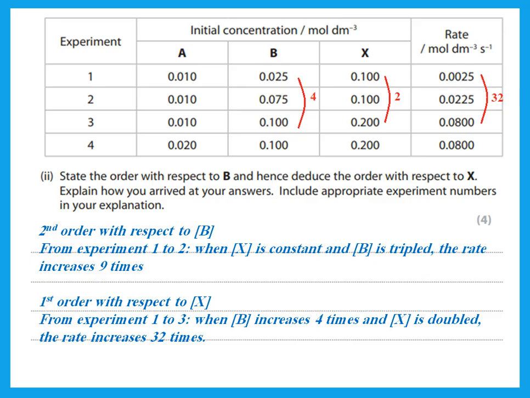Are we following? We're looking at experiments 1 and 3. B quadrupled, and it is second order. So if it quadrupled, that means 4 to the power 2, so it's 16. So my rate should increase 16 times. Now X doubled, so the rate also should double. So instead of 16 it is 32. So that is first order with respect to X. And you should write the explanation that we're talking about.